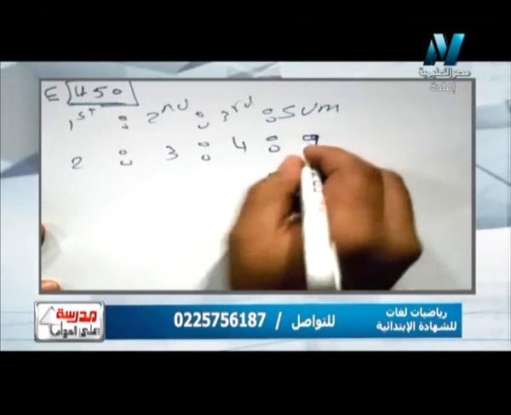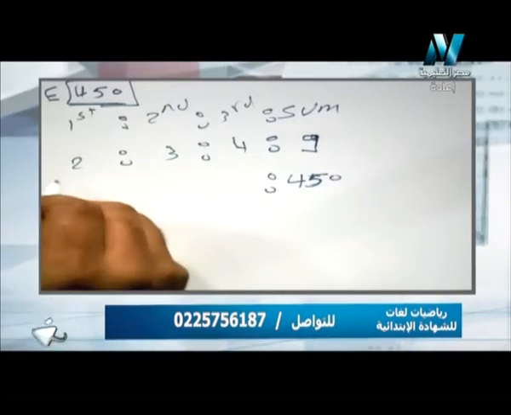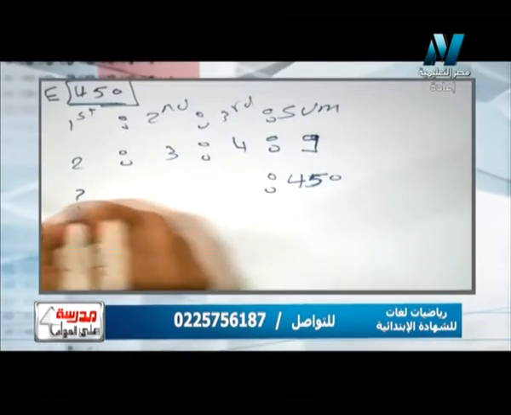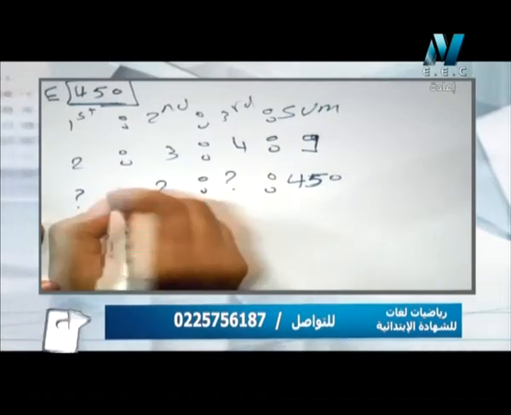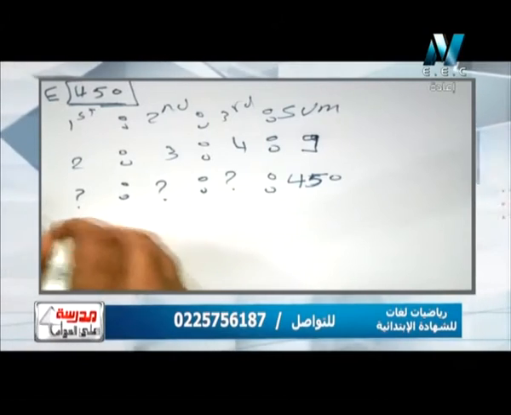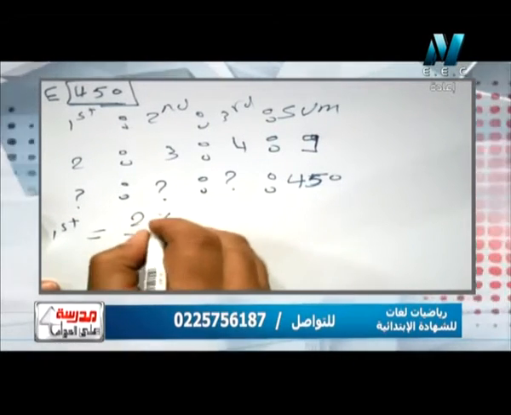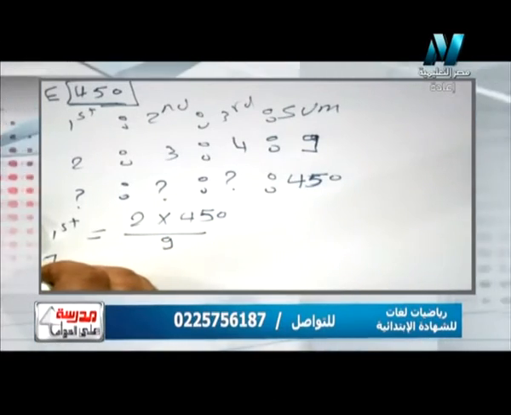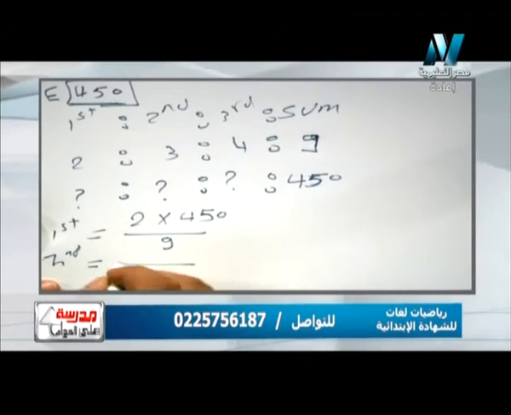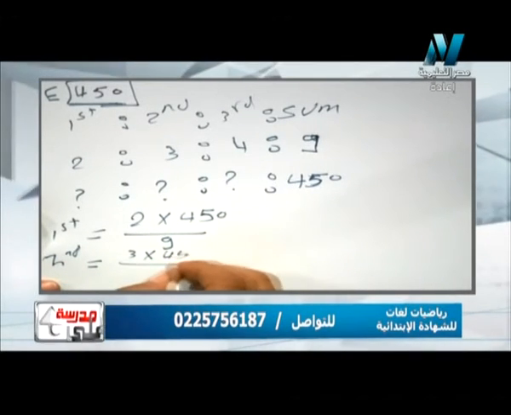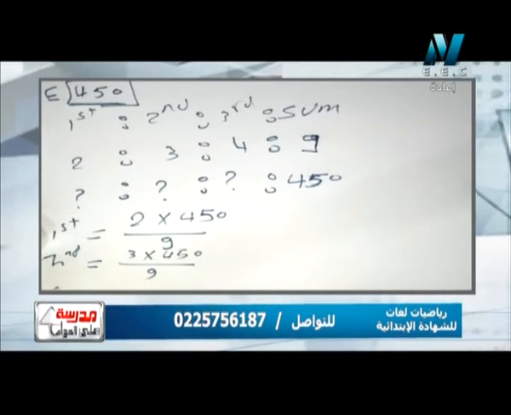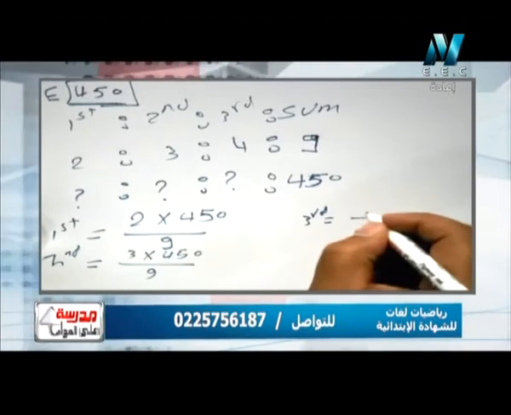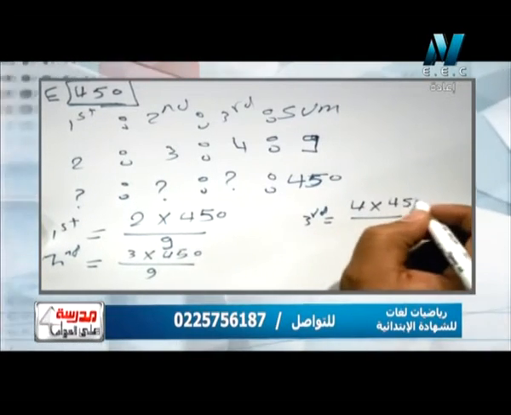We have to put 450 under this number. By using our rule, cross multiply, the product of means equals the product of extremes, we can get the share of each one. The first is 2 times 450 over 9. The share of the second equals 3 times 450 over 9. And the share of the third, in the same way, is 4 times 450 over 9.